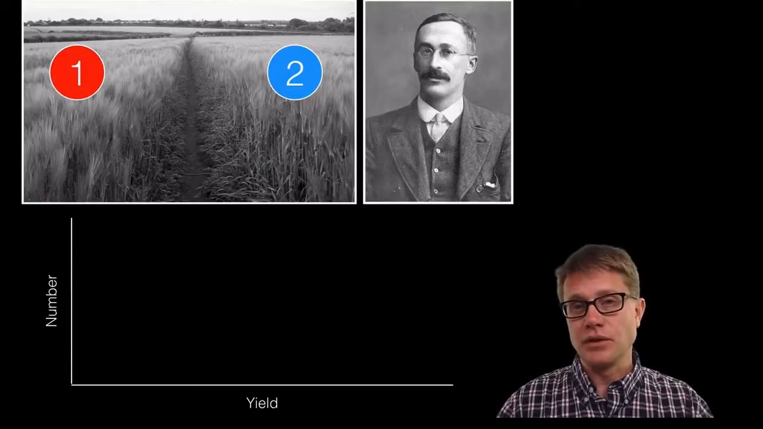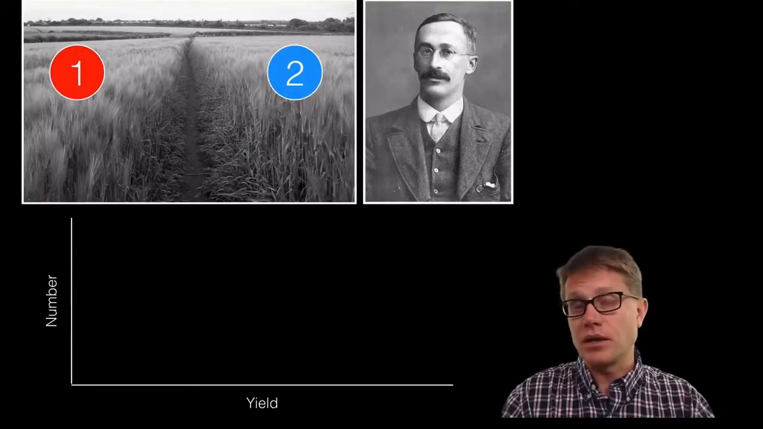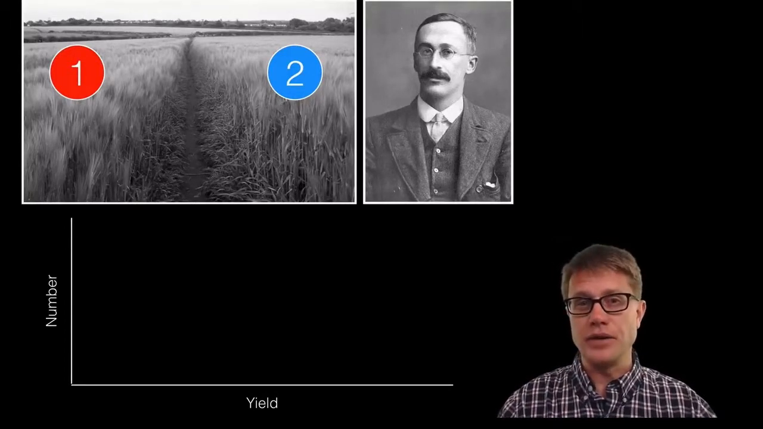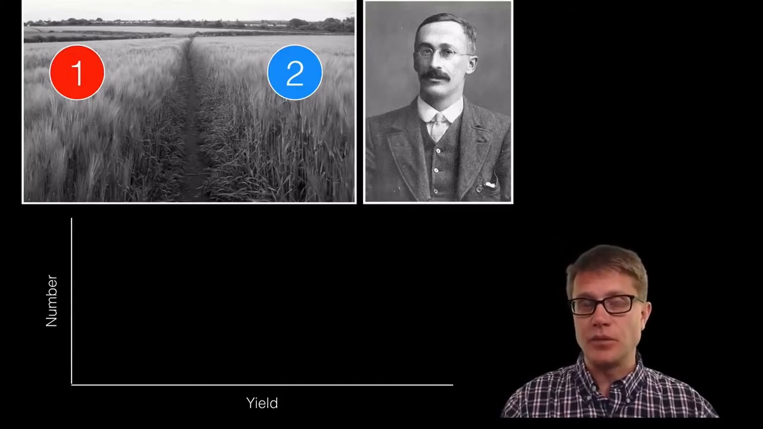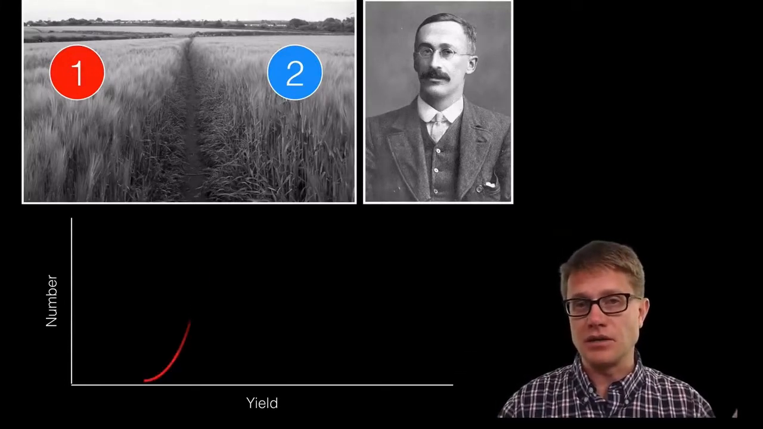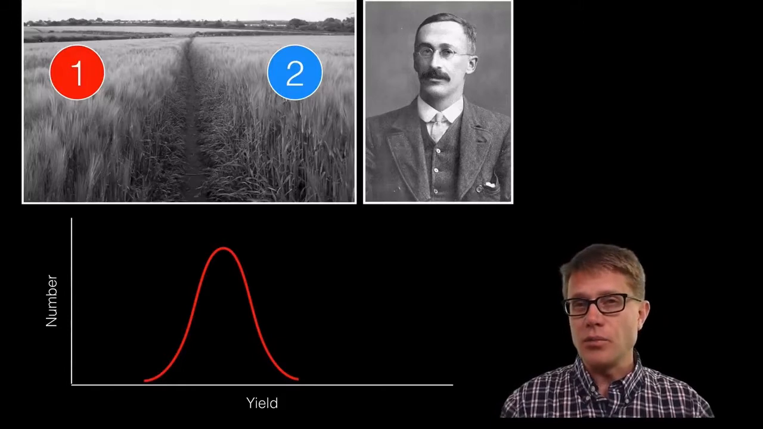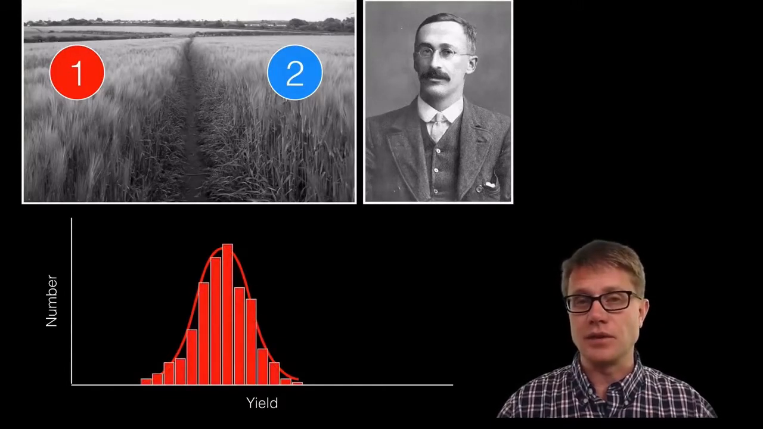So imagine I have two fields of barley, field 1 and field 2, and I want to compare them, but I don't want to cut down the whole field. I just want to do some samples. Samples from 1, samples from 2. So I could get a sample from field 1. Now, it won't be a perfect normal distribution like this. It's going to be more of a histogram that looks like that.